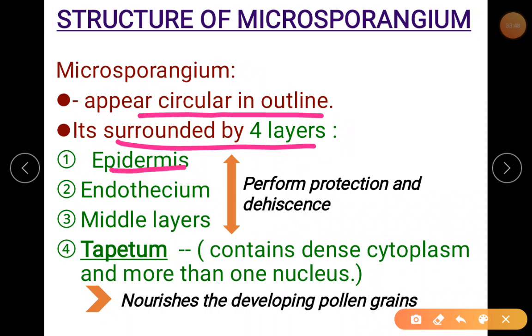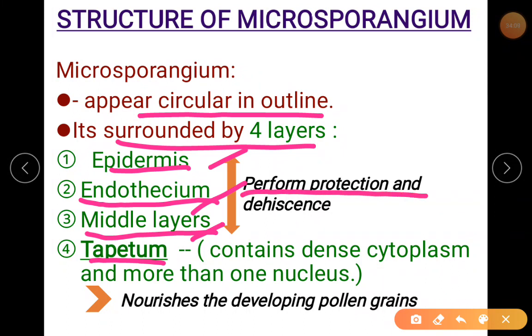The outermost is epidermis, followed by one single layer endothecium, followed by middle layers, 3 to 4 layers of middle layers, and finally the tapetum. The first 3 layers, epidermis, endothecium and middle layers, have a function, and that is protection and dehiscence action. Protection keeps the microsporangium safe so the development of pollen grains occurs. Dehiscence is the release of pollen grains when matured.